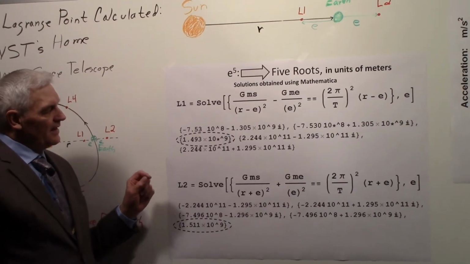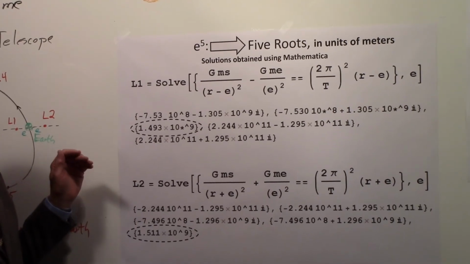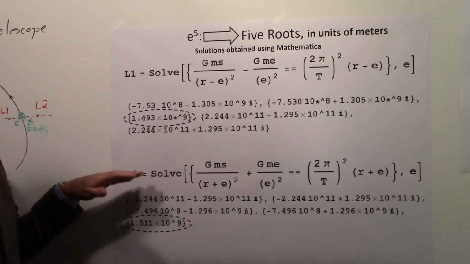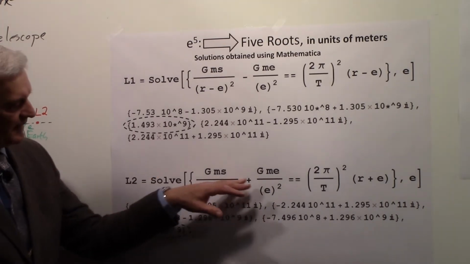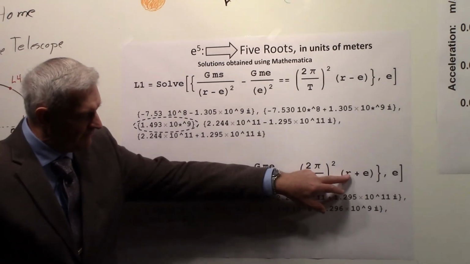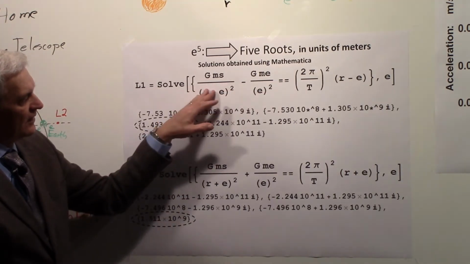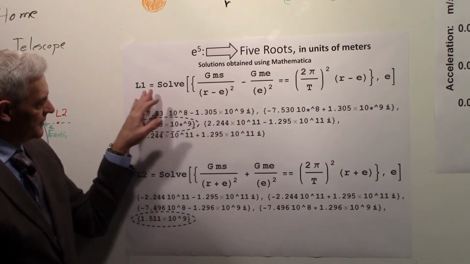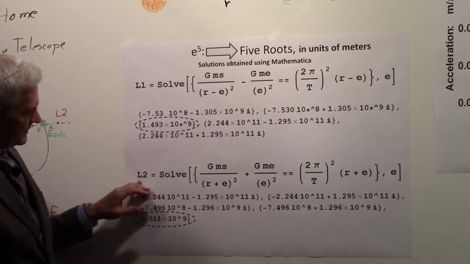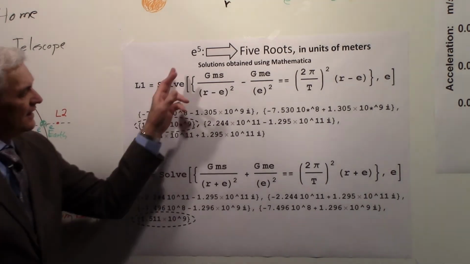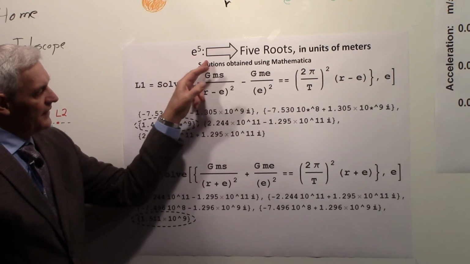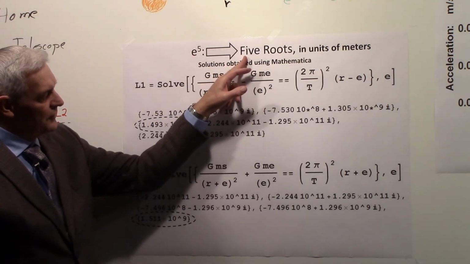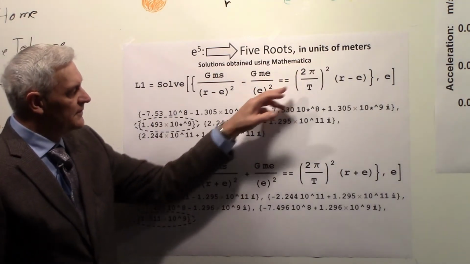So as I indicated earlier, if you clear out the denominators, you will wind up, like in this expression here, with an E to the fifth over here, in the same way for the L2. So here's the L1, we want to solve this. Here's the L2, we want to solve this. So it's basically E to the fifth that we're working with. That means we're going to have 5 roots. It's going to be in units of meters.